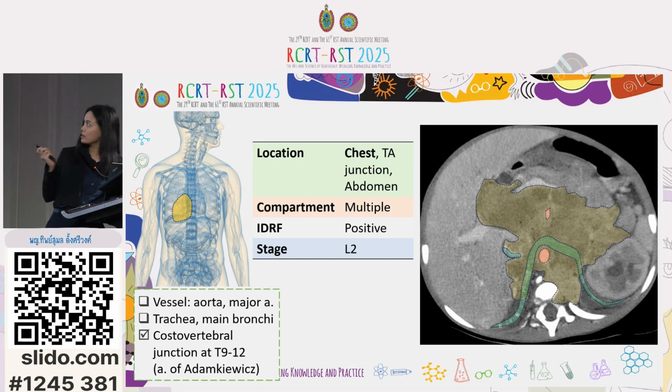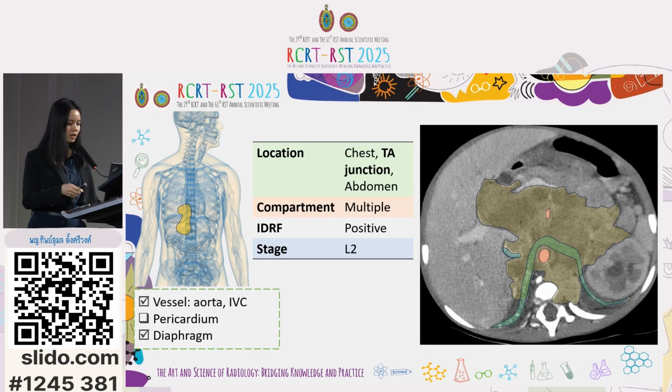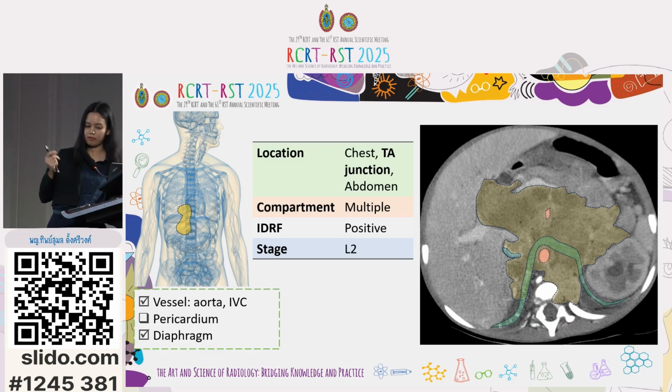The child has a large ill-defined soft tissue tumor spanning from the lower chest to the thoraco-abdominal junction and the abdomen. The tumor infiltrates the left T9 to T12 costovertebral junction, where the artery of Adamkiewicz is located. The involvement is raising concern about possible spinal cord ischemia after surgery. At the thoraco-abdominal junction, the tumor also completely encases the aorta and infiltrates the diaphragm.